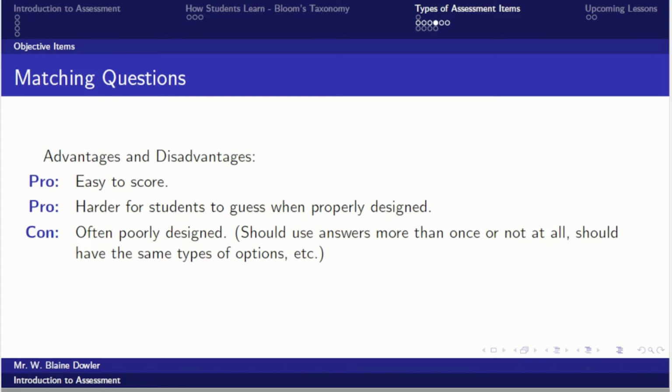So we should have matching types of items. We should have answers that can be used once, more than once, or not at all. And again, it is much more challenging to reach the higher levels of Bloom's taxonomy with matching questions.